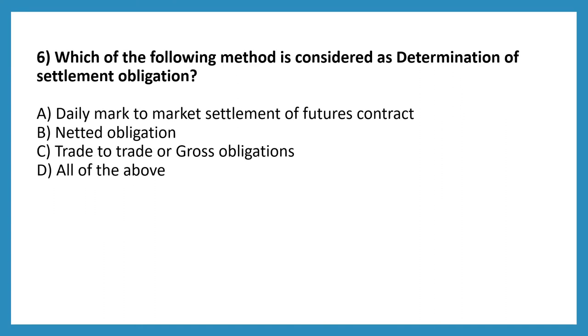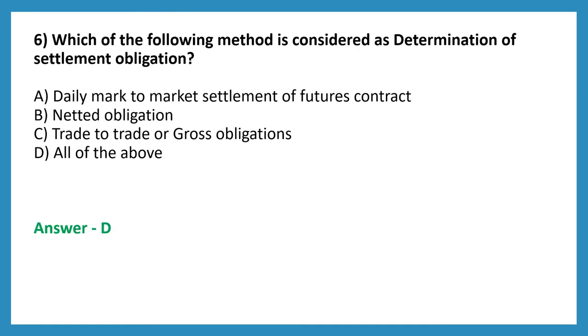Which of the following methods is considered as determination of settlement obligation? Option A, daily mark to market settlement of futures contract. Option B, netted obligation. Option C, trade to trade or cross obligations. Option D, all of the above. The correct answer is option D, all of the above.